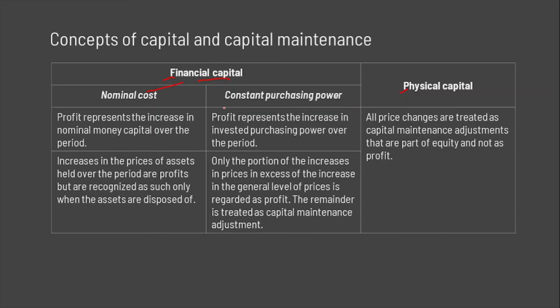For constant purchasing power, in here, profit represents the increase in invested purchasing power over the period. Only the portion of the increase in prices in excess of the increase in the general level of prices is regarded as profit. The remainder is treated as capital maintenance adjustment, for example, part of equity. And last, for physical capital, in here, all price changes are treated as capital maintenance adjustments that are part of equity and not as profit. The conceptual framework has been designed to apply to a range of accounting models and concepts of capital and capital maintenance. Accordingly, the conceptual framework does not prescribe a particular model except for financial reporting under an inflationary economy.